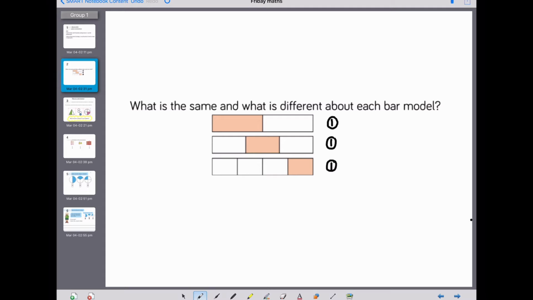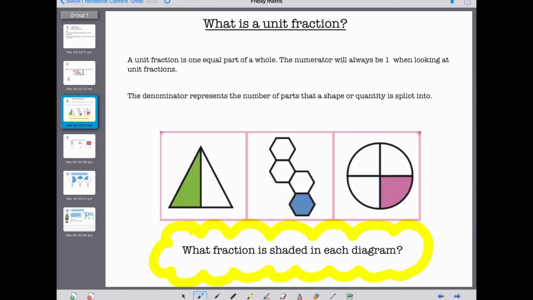The first bar model has 2 parts. The second bar model has 3 parts. And the third bar model has 4 parts. All of these bar models show unit fractions because they all have one equal part shaded out of the whole. So let's learn a little bit more about unit fractions.